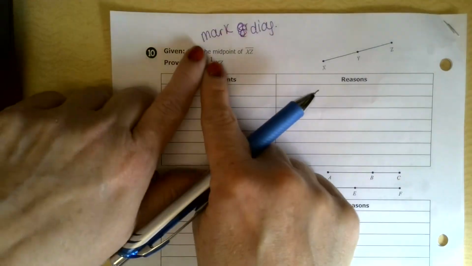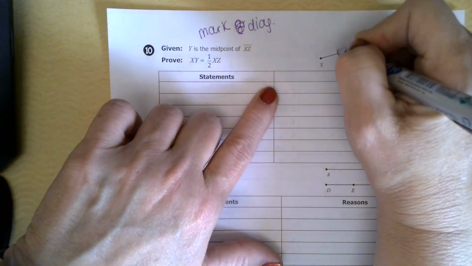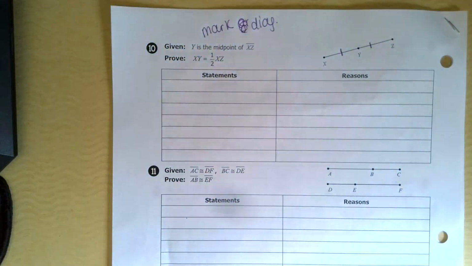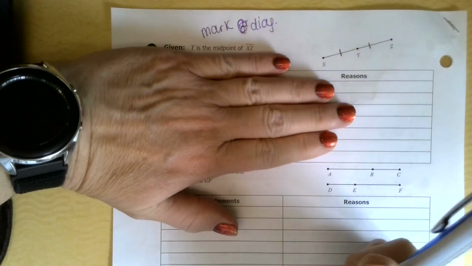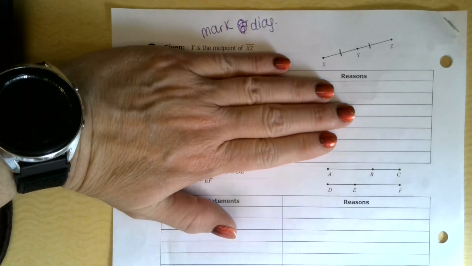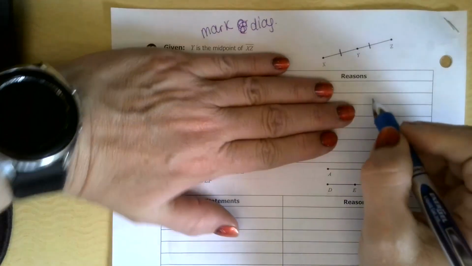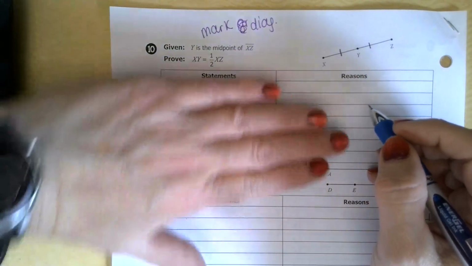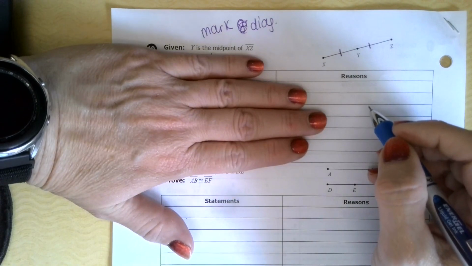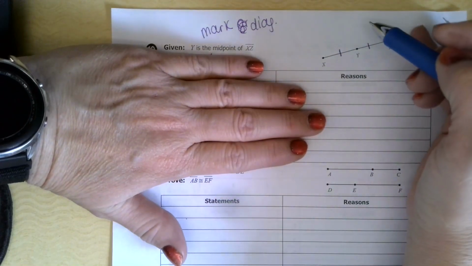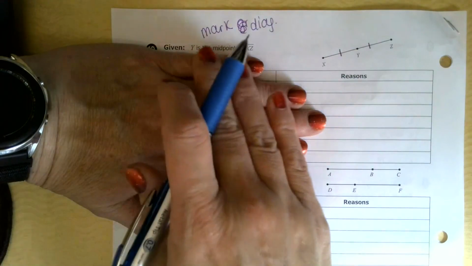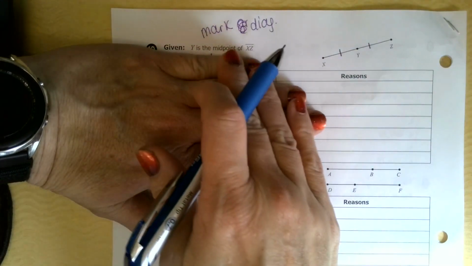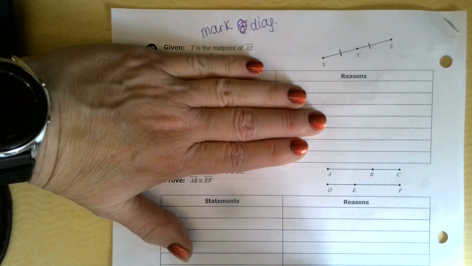Now, when I mark this diagram and I do this, does it say up here in the given XY equals YZ? No, so that is something I'm going to have to put in the body of my proof. Okay, that is something I'm going to have to put in the body of my proof. So after you mark your picture, if there's anything that wasn't written exactly right here as the given, you have to put that in the body of your proof.